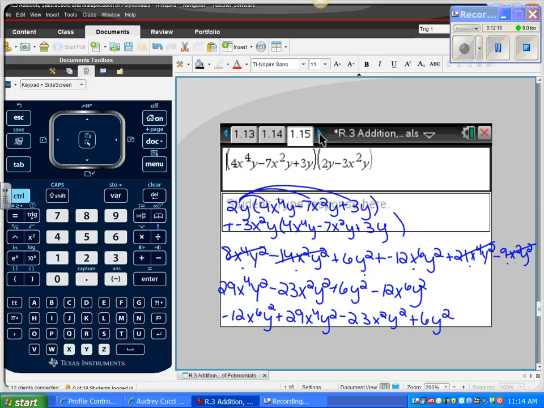I know that this is long, but it's not a difficult process. It's just distributing. You guys know how to distribute, so this should be no big deal. If you need to pause it to get all this down, please do so.